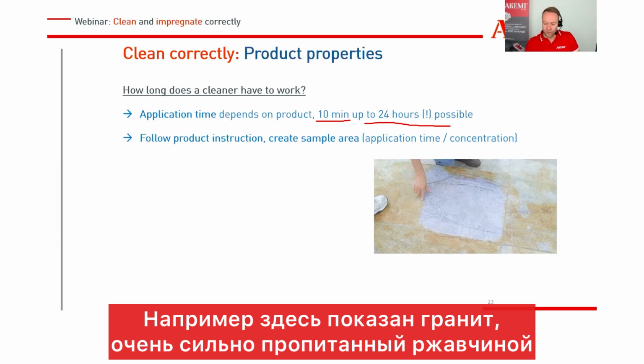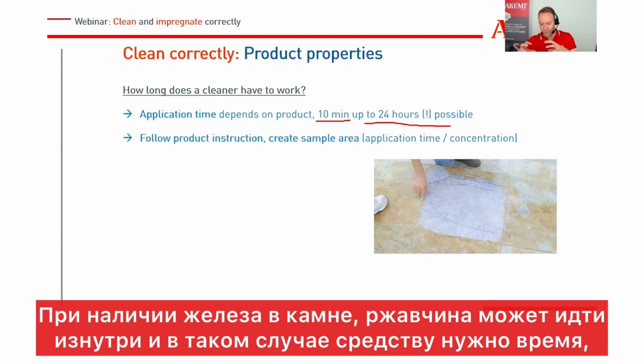How deep the rust is inside the stone to get a proper result. Because some stones have iron minerals and they start to rust from inside out, and to reach them, the cleaner also needs time to go deep into the stone to get a good reaction. And especially on rust removal applications, sometimes you can leave it there for many hours to get a perfect result.